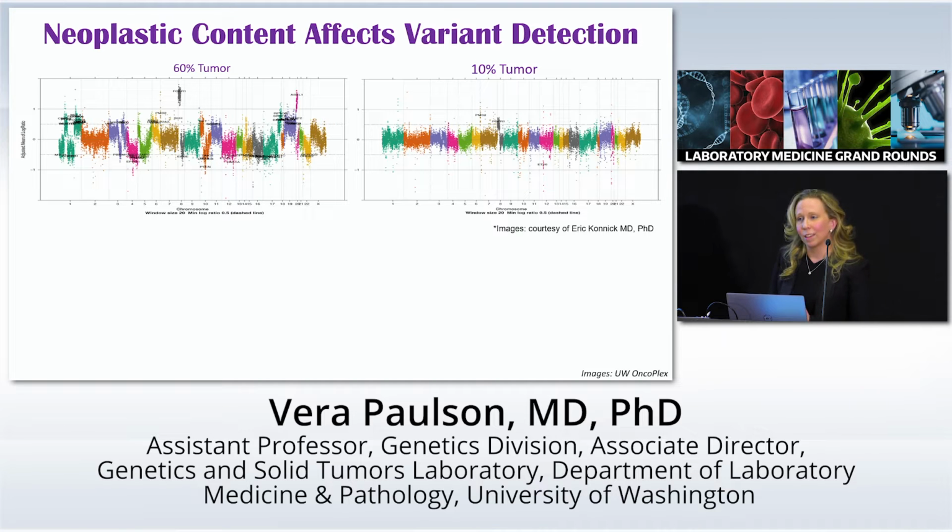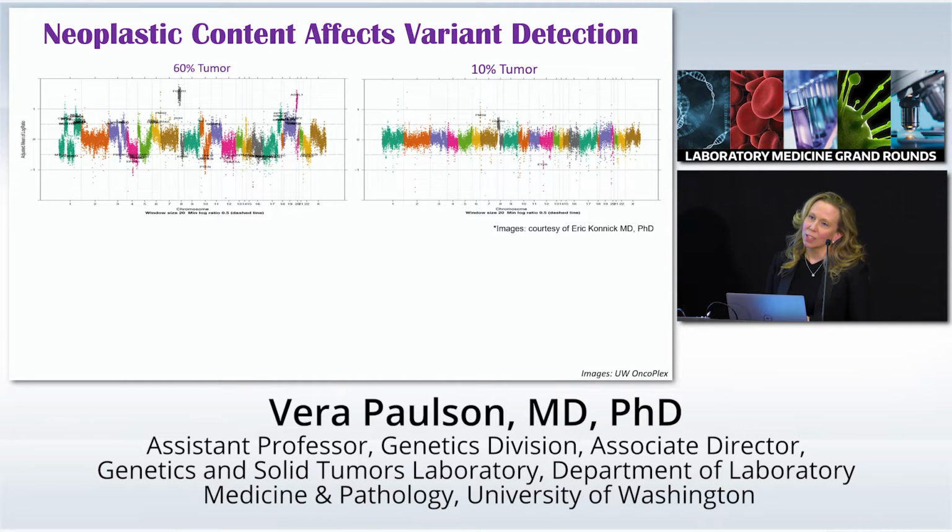Neoplastic content is another thing that we think about a lot. And you're looking at copy plots here. Each chromosome has its own color oriented from, what is that, left to right, chromosomes 1 through X. And if you're at this 0 line that may be a little bit hard to see, then that would indicate that you have no copy changes. Above that, gain. Below that, loss, right?